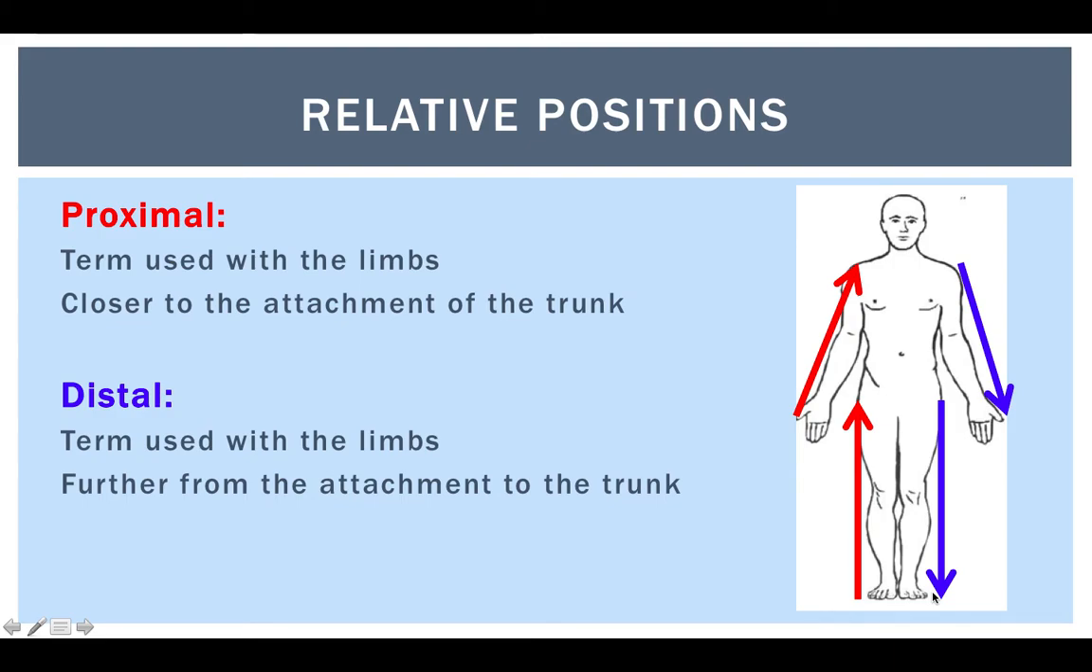We can also use this to compare one body part to another. So if we look at the lower limb, the knee is proximal to the ankle. It's closer to the trunk than the ankle. But the knee is distal to the hip. It's further away from the trunk than the hip is.